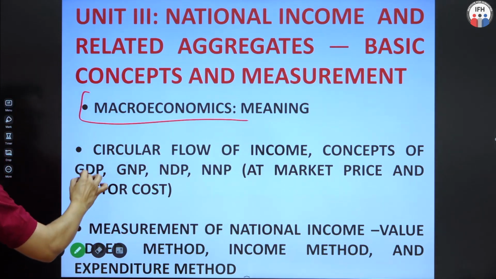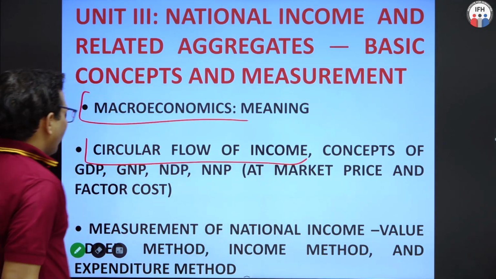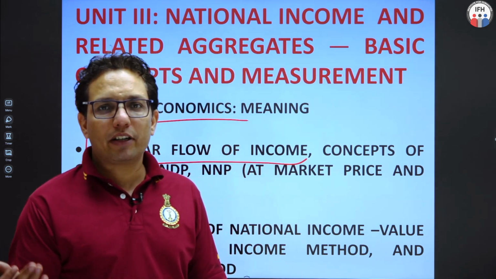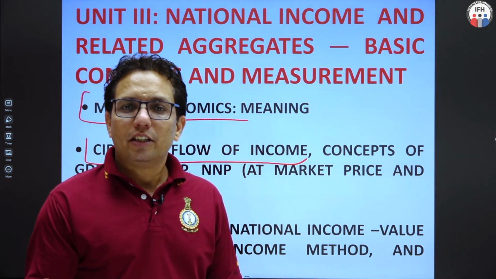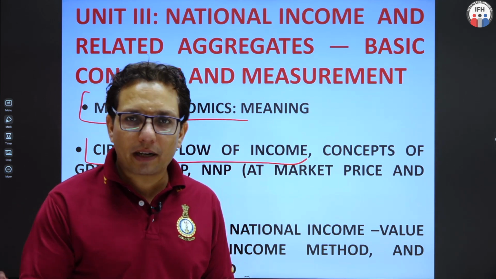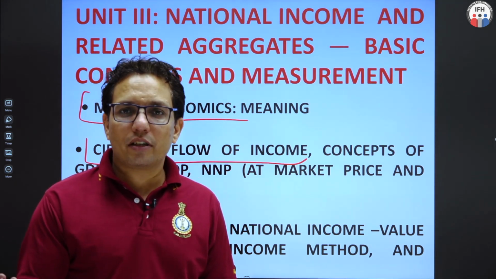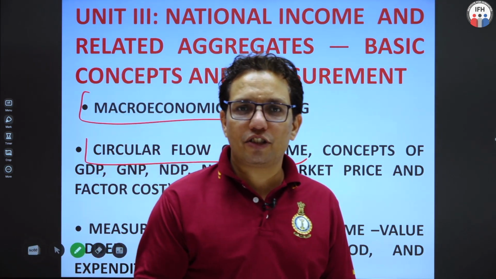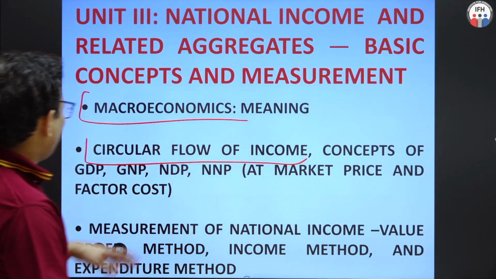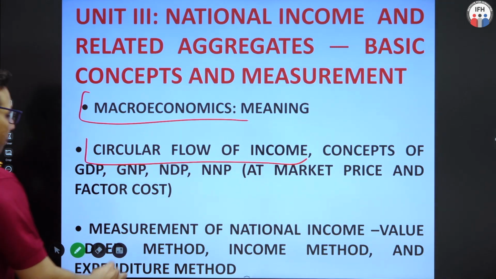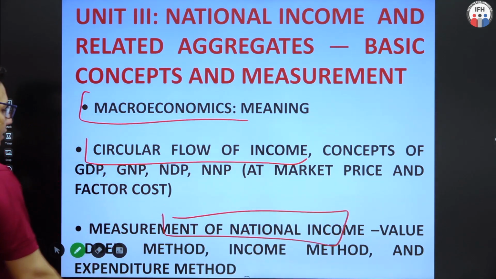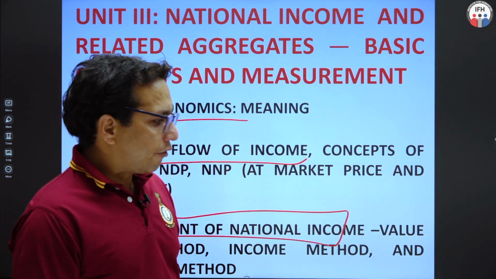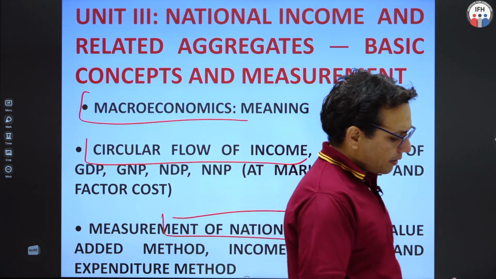Then we'll discuss the circular flow of income. We'll discuss all those GDP aggregates: what is GDP, what is GNP, what is GDP at market price, GDP at factor cost, what is GNP at market price, what is depreciation, what is nominal GDP, what is real GDP, what is GDP deflator. All these things we'll be discussing, and we'll also be discussing the measurement of national income: what is the value addition method, income method, expenditure method, what is total demand. All these things we'll be discussing.